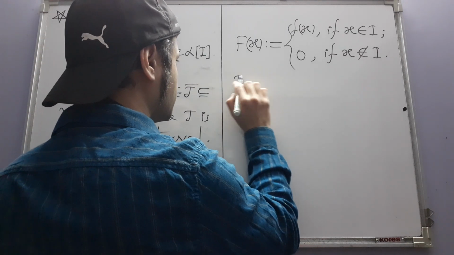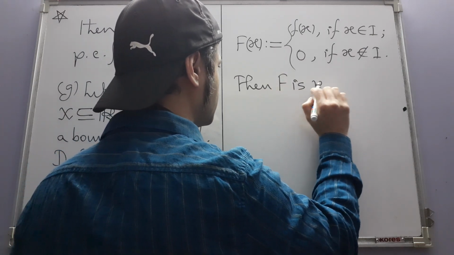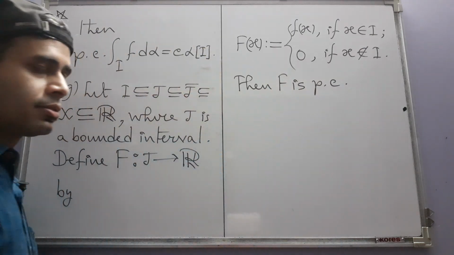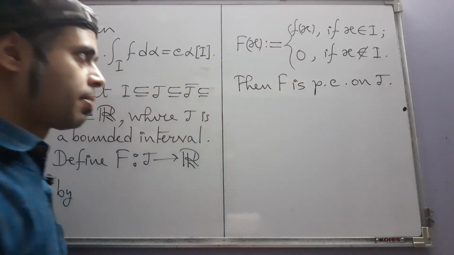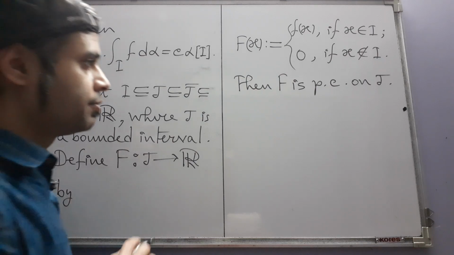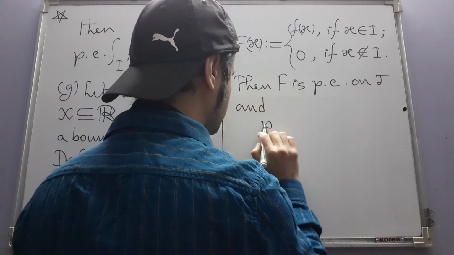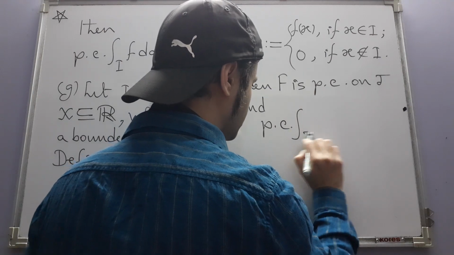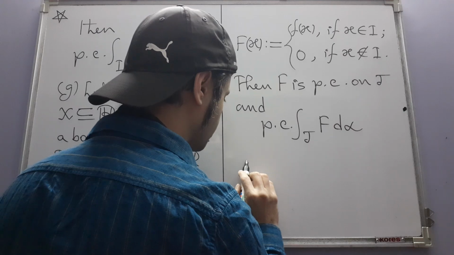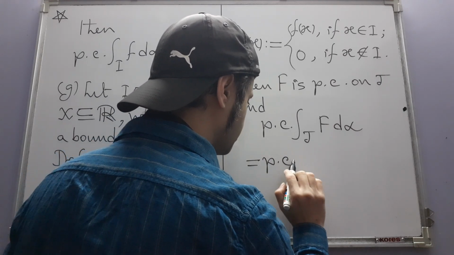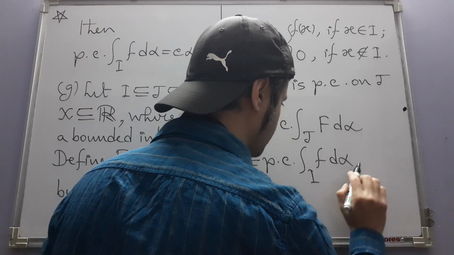Then capital F is also piecewise constant on j. Small f is piecewise constant on I, this one is piecewise constant on j, and the PC integral of capital F with respect to alpha over j is equal to the PC integral of small f with respect to alpha over I.